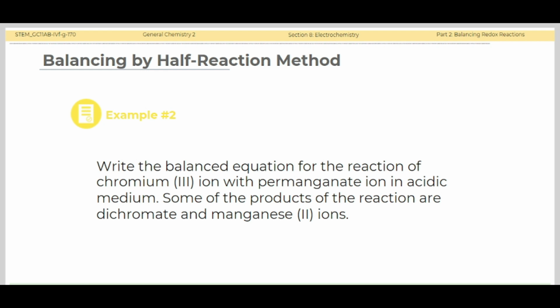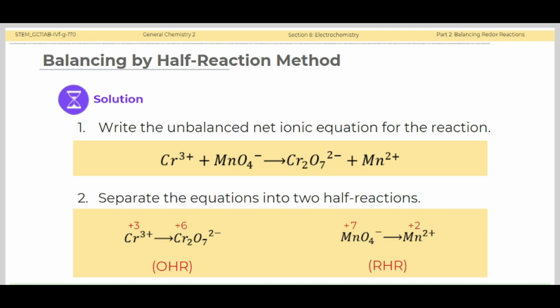Example 2. Write the balanced equation for the reaction of chromium 3 ion with permanganate ion in acidic medium. Some of the products of the reaction are dichromate and manganese 2 ions. Solution. 1. Write the unbalanced net ionic equation for the reaction. 2. Separate the equation into 2 half reactions.